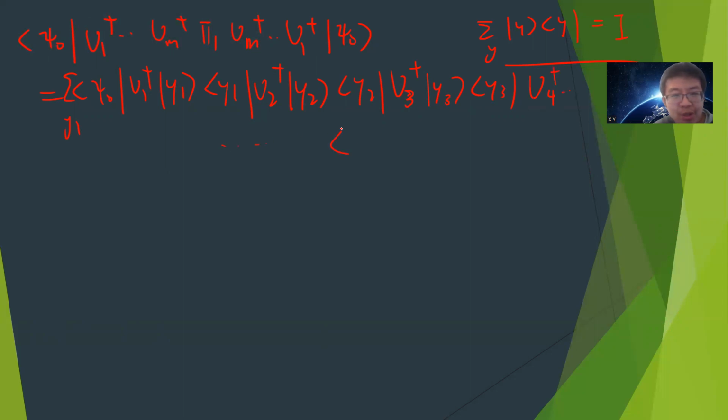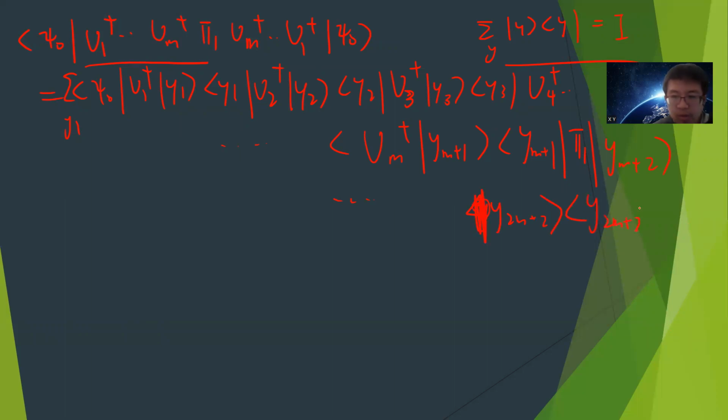Okay, so keep going, and you keep inserting identities. After inserting half of them, you get something here, y_{n+1}, and y_{n+1}, pi 1, and then y_{n+2}, and keep going. So finally you will get y_{2n+2}. It doesn't matter. All you need to know is that this is y_1, y_2 up to y_{2n+2}. So you have all these middle identities.